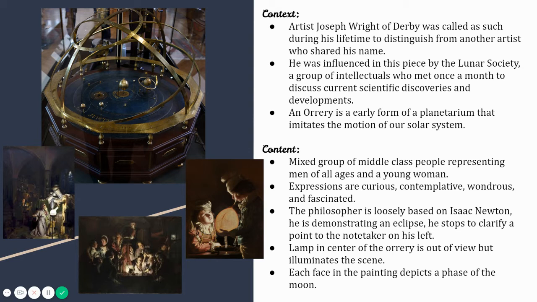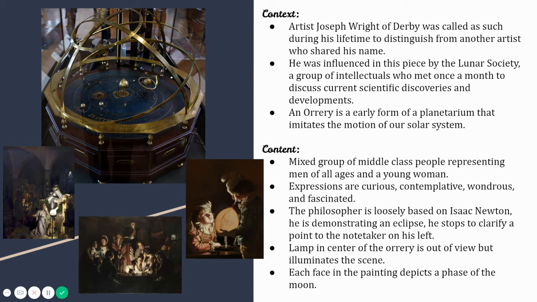Now, an orrery is an early form of a planetarium that kind of imitates the motion of our solar system. So up here on the left, I put an image from a museum of an orrery. And this is exactly what's being depicted in Joseph Wright's painting.